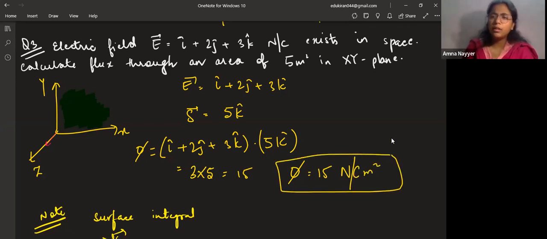So the calculation part was easy. There wasn't anything difficult in the calculation part. It's just this portion, how to make the unit vector, that was difficult. One thing before we begin the next question. Just note it down. One note point I'll tell you. First note it down.